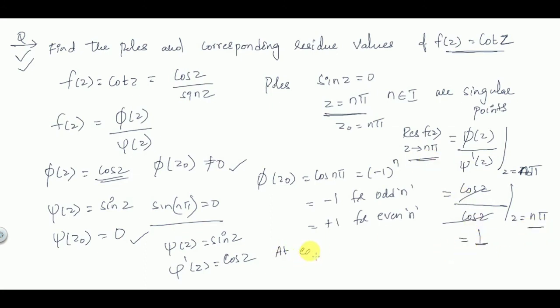So at each pole z is equal to n pi, where n belongs to I, residue of f of z at z is equal to n pi is 1. Okay, so this is how we can find the residue of a function in trigonometric form. If I have given with cos z, so use this formula. This formula I explained to you while explaining the concepts of residues. So you must be very good at formulas in order to solve any problem to find the residue of a given function.